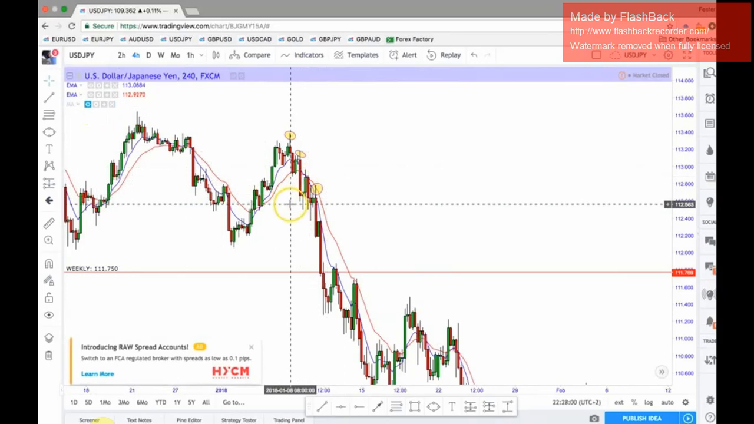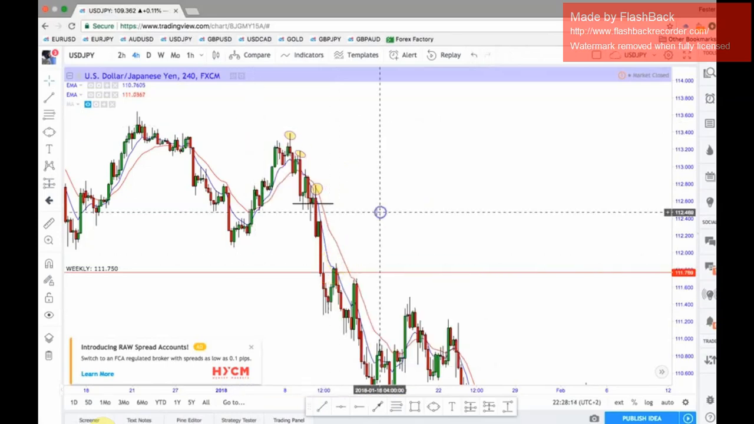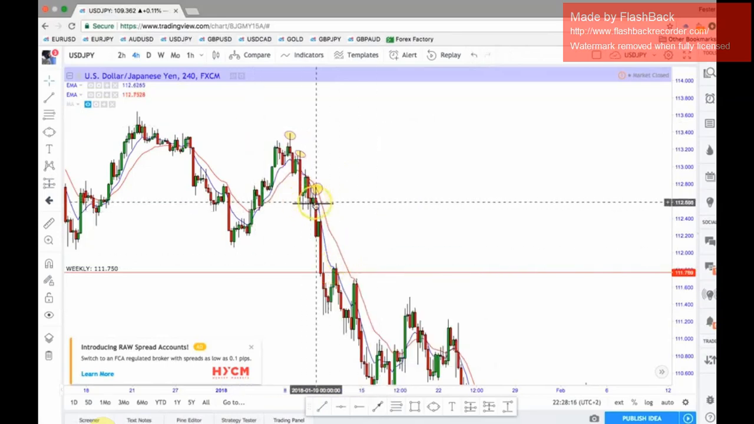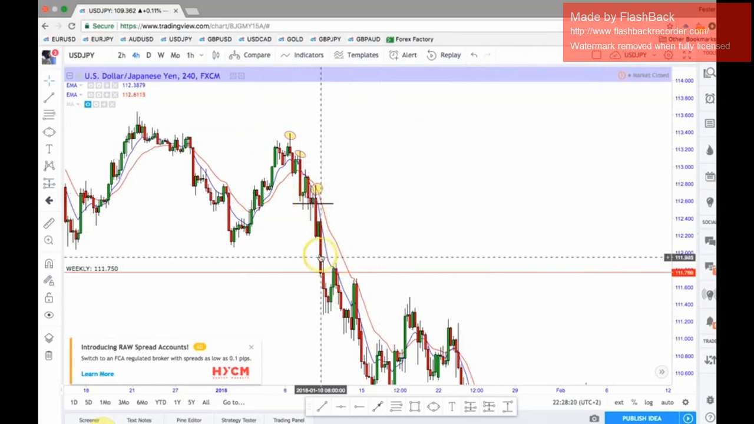So if you're looking on the 4-hour, you would take your trend line and basically draw this line. Just like that. This is a temporary line. You can thicken it if you like, make it black. And you can see that this was an area of support for a long time, 1, 2, 3, 4, 5 weeks, and eventually it broke through.